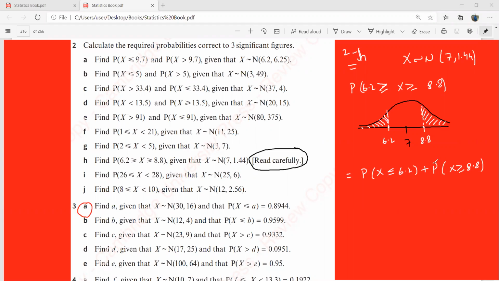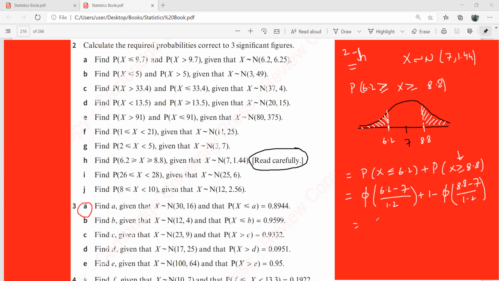Do you see how this question has been changed to this? So this is clearly phi of, I'm going to standardize this, phi of 6.2 minus 7 over the square root of 1.44, which is 1.2. And then plus, look at this greater than sign. Can I write this as 1 minus phi of 8.8 minus 7 over this 1.2?